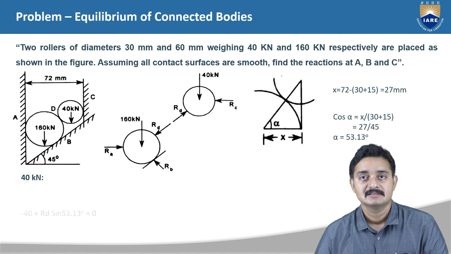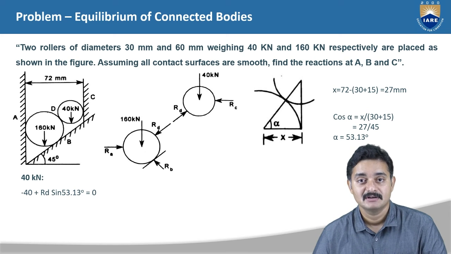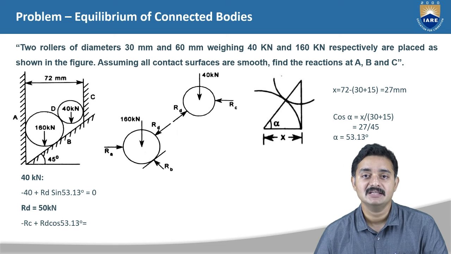Applying sigma Fy is equal to 0 implies minus 40, as the force is acting downwards, plus RD sin 53.13 degrees is equal to 0. Solving this, we get RD is equal to 50 kilonewton. Also, sigma Fx is equal to 0 implies minus RC, as the force is in negative direction, plus RD cos 53.13 degrees is equal to 0. Solving this, we get RC is equal to 30 kilonewtons.